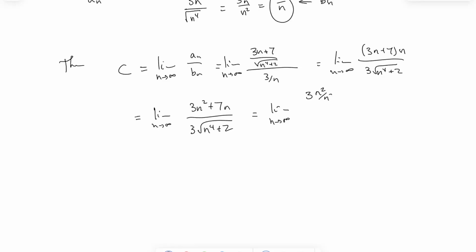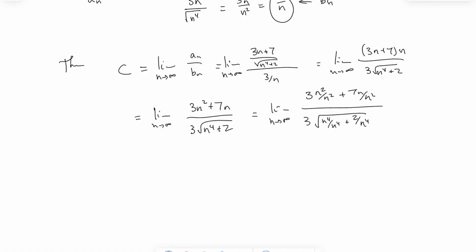3n squared over n squared plus 7n over n squared. And on the bottom, you put the n squared inside the square root where it becomes an n to the 4. This is a little confusing, but this is how these always go when you're doing this kind of a limit.